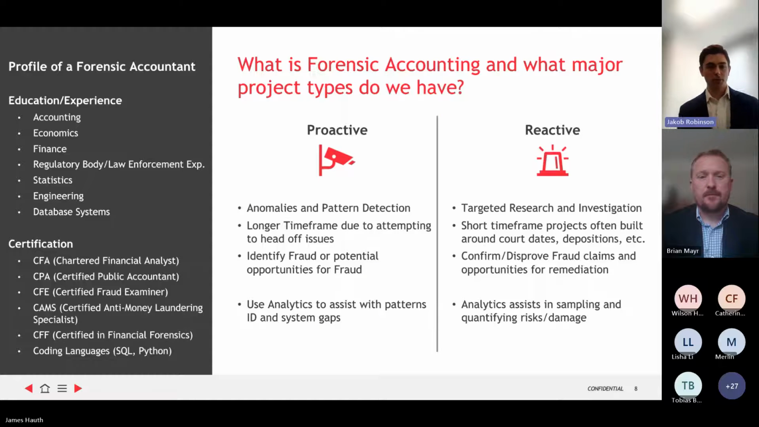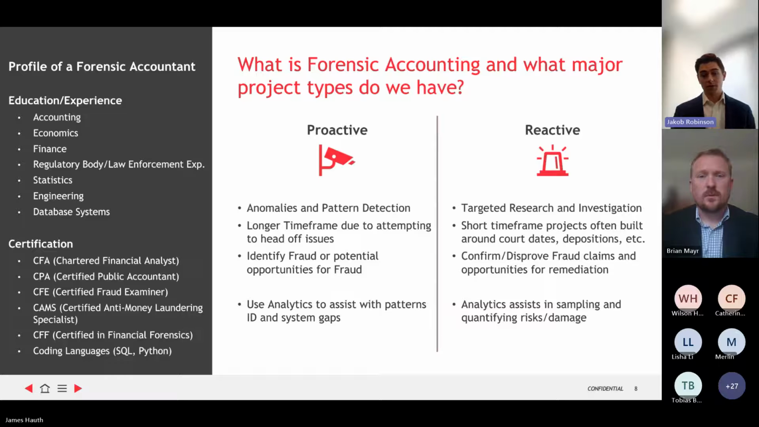And as analytical programs are being built out and technology continues to roll out, we're seeing more and more statistics, engineering, and database systems backgrounds. So our teams are very varied, and it's really becoming that way across the industry.